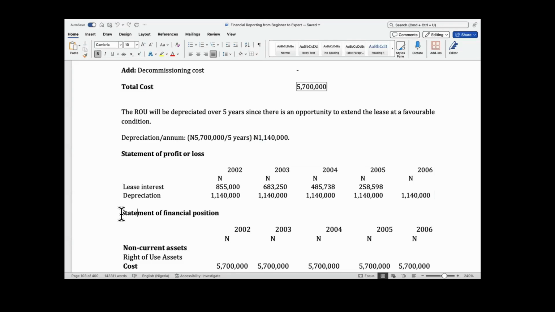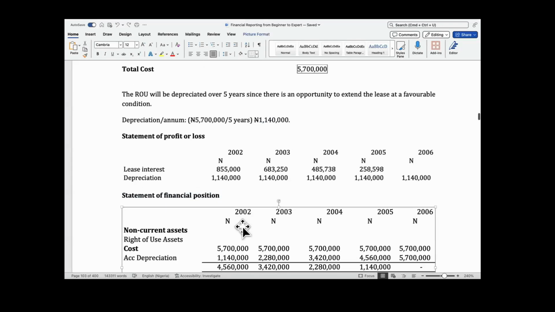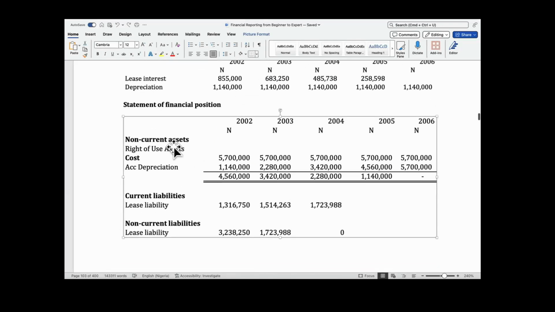In my statement of financial position, I have my non-current assets. So I have my right of use assets. The cost of an item of PP&E is equal all through. So 5.7, 5.7 like that.